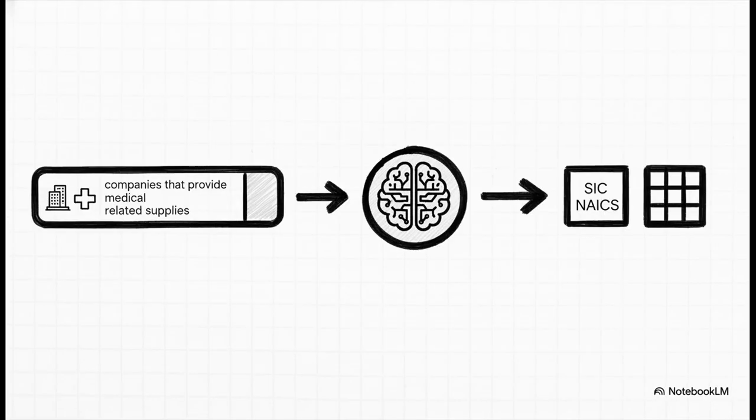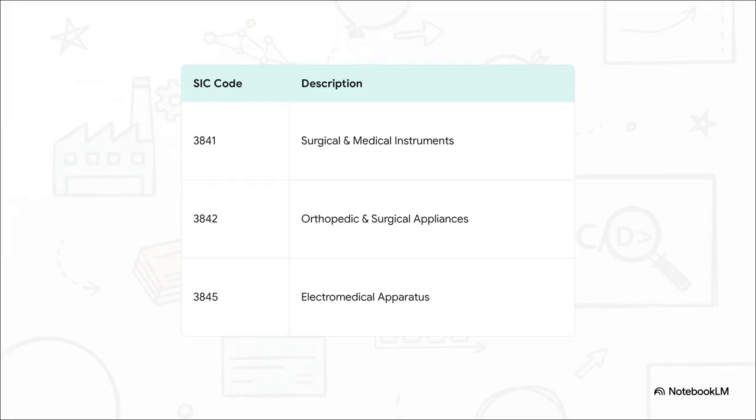And get this, it's getting even easier. You don't even have to memorize these codes anymore. Their new AI-powered tools can take a simple natural language search, like just typing in companies that provide medical-related supplies, and translate it directly into the right codes for you. And boom, you type that in, and the AI just spits out this perfect list of relevant SIC codes.